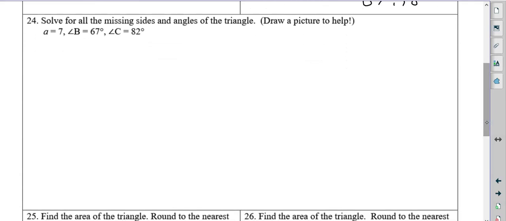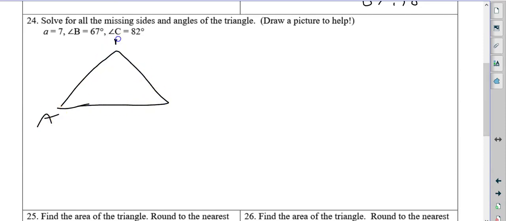Solve for all the missing sides and angles of the triangle. So, drawing a picture always helps. A, B, C. So, side A is 7, little a. Big B is 67. Big C is 82. And if we add those two together, that gives us 149, which means this is 31. Okay? So, there's that.